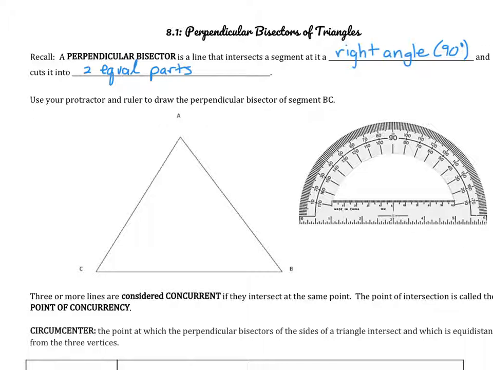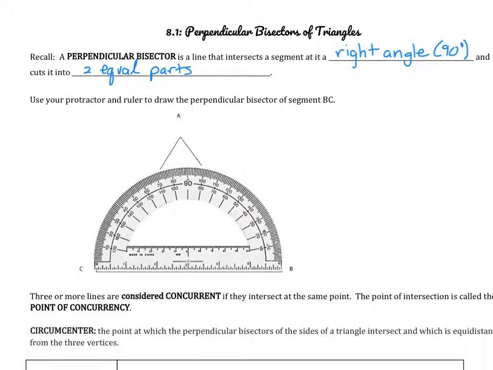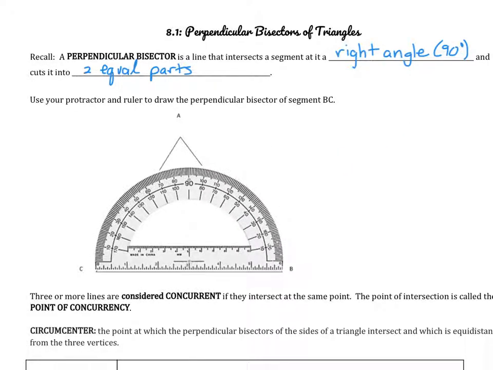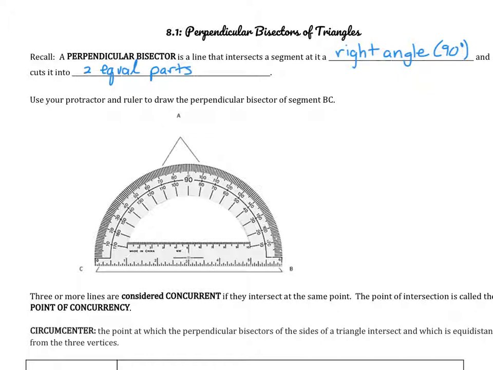Okay, so here I see triangle ABC, and we're going to see if we can use this protractor and ruler to draw the perpendicular bisector of segment BC. So the first thing you're going to need to do is find the exact middle of BC. So you're going to measure how long it is. So my ruler tells me that it's 6 inches. So I'm going to make a little mark at the exact halfway point right here. Then we need to make the 90-degree angle.